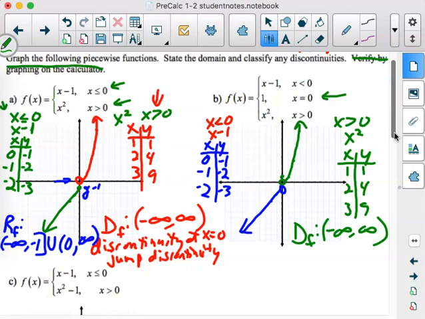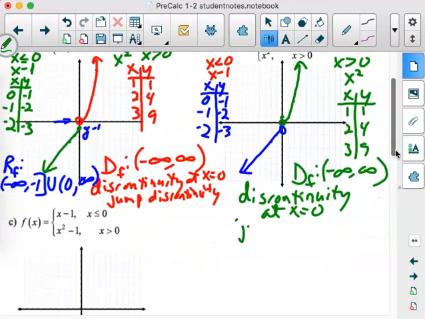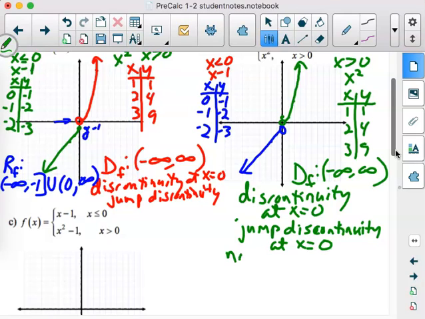But there is a discontinuity. And it is at x equals 0. And it actually jumps twice. So this is a jump discontinuity at the x equals 0. It could also be argued that this is a non-removable hole.